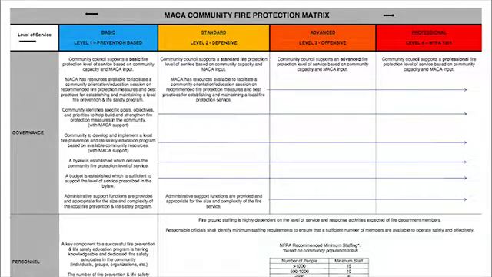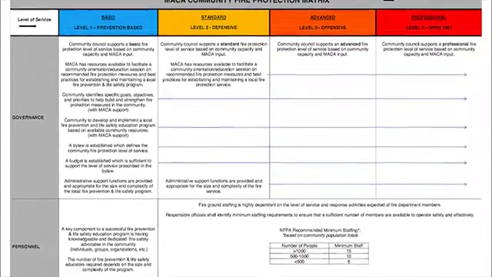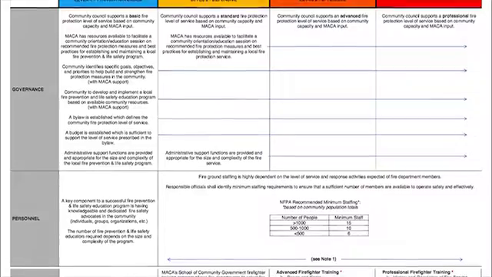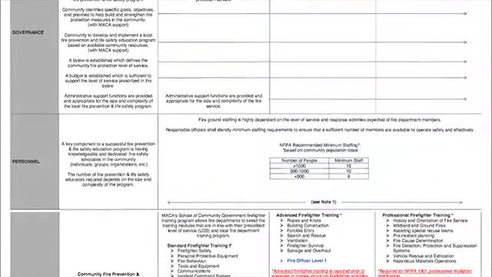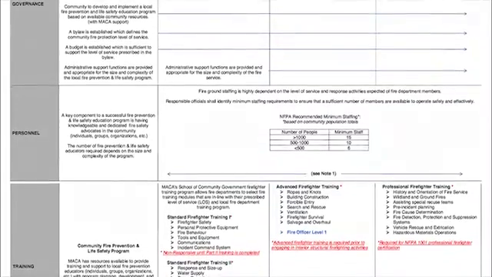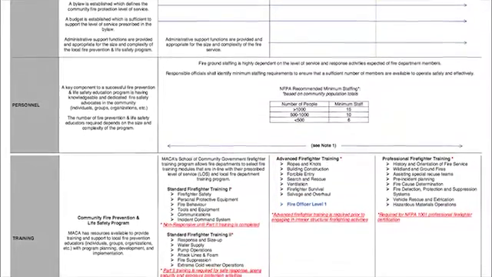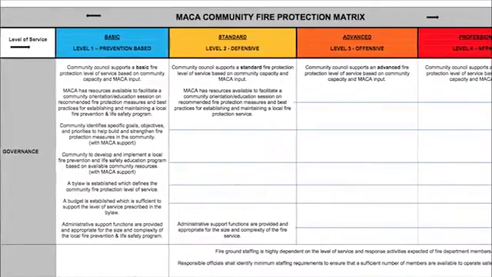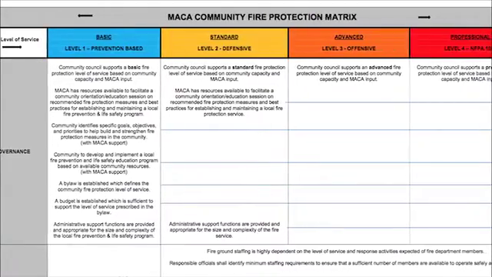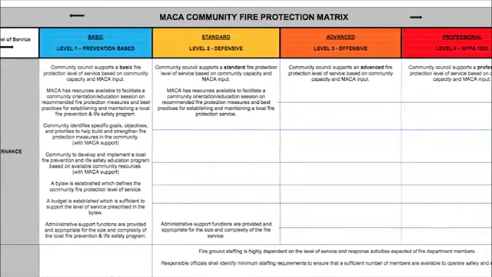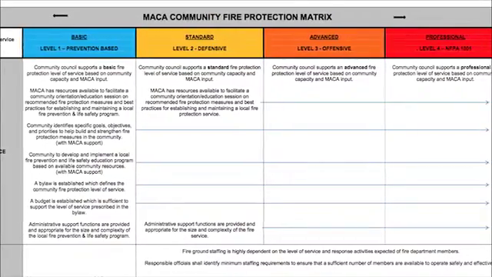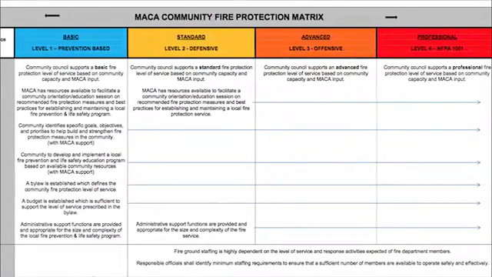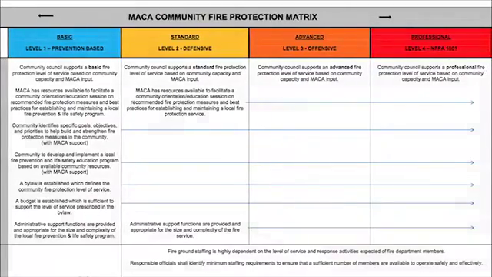MACA's Community Fire Protection Matrix helps guide decision-making by providing a general overview of the key elements of the fire service and how they fit into the levels of service available to communities. These service levels are progressively more advanced and require additional safety procedures, training, and resources in order to adequately sustain and support the response activities associated with each level.